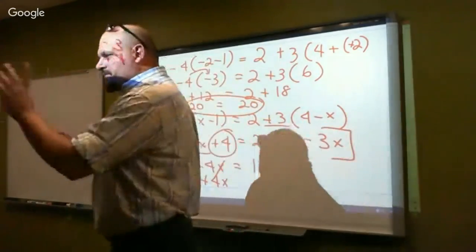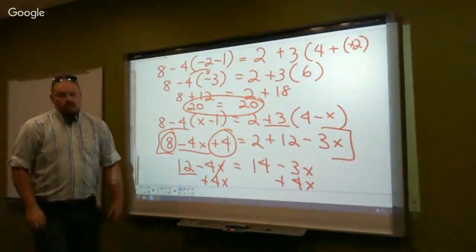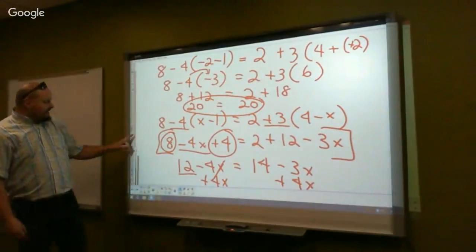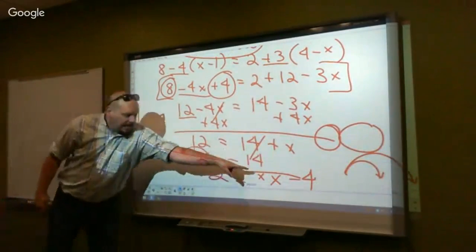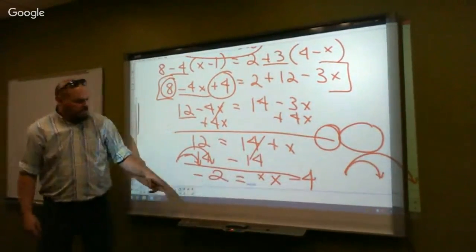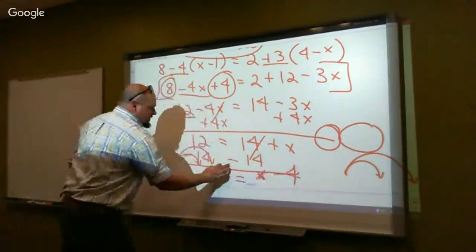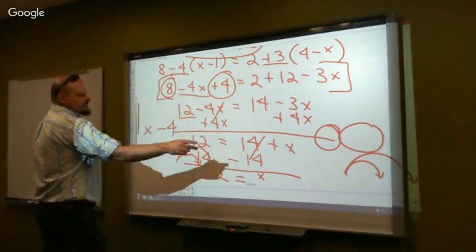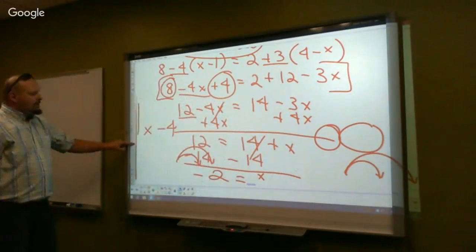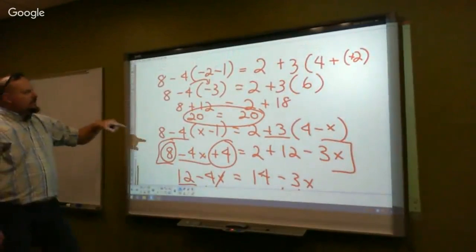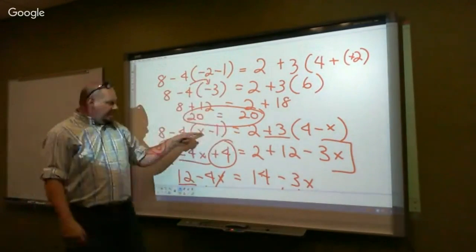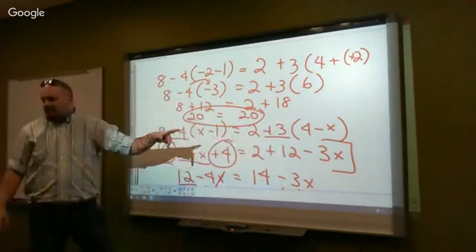So this is how we make sure. That's how you check it. You just plug in what you have as an answer, like -2, right? X equals -2. So then we just plug it back in. If X equals -2, we'll just plug it in wherever we see an X in our original equation and solve.